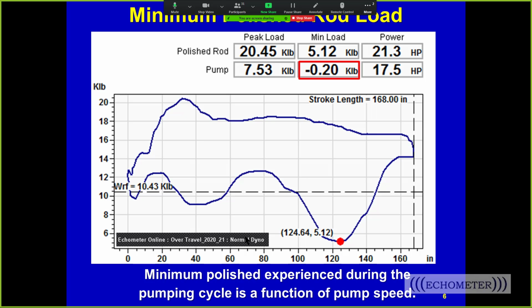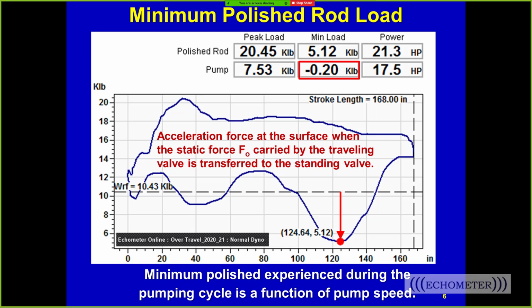Now the minimum load is the lowest load during the stroke, and typically it's going to occur right after the fluid load is released from the rods onto the tubing. And this acceleration force here reduces what you measure at the surface. You're holding on to the weight of rods and fluid, but actually you measure here much less than the weight of rods and fluid due to the acceleration force created by releasing the pump load.